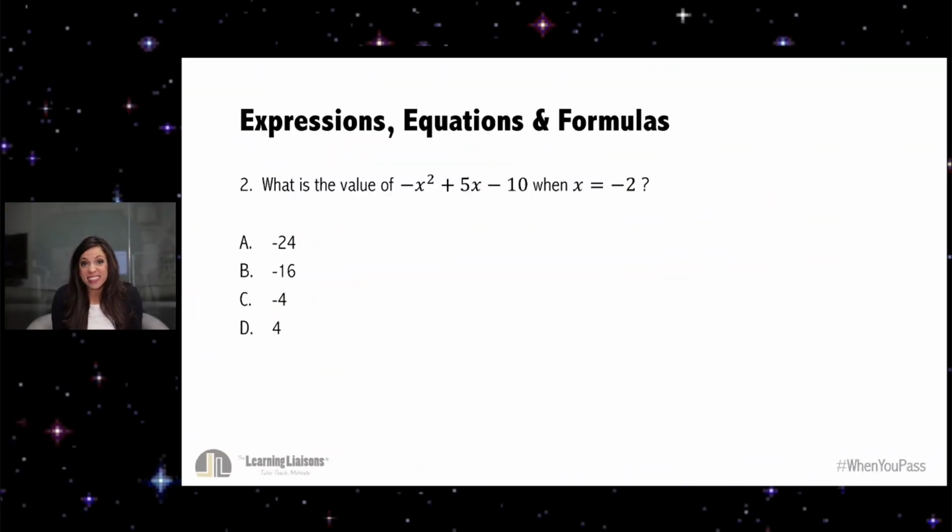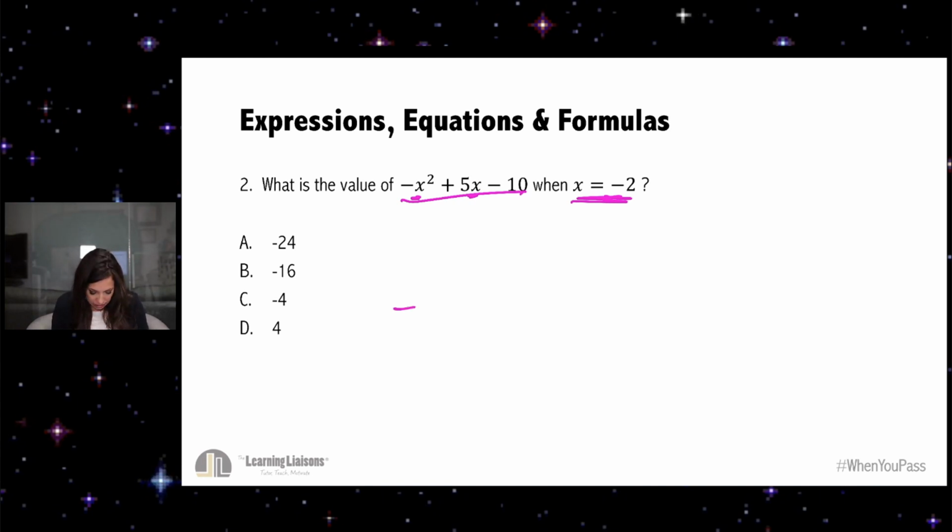All right, let's check out how we can solve this problem. So I'm going to look at my equation and what they gave me. They gave me x equals negative 2. That means x is negative 2. So I'm just going to plug negative 2 into my equation and solve it. I'm going to take negative 2 and plug it in anywhere there's an x.